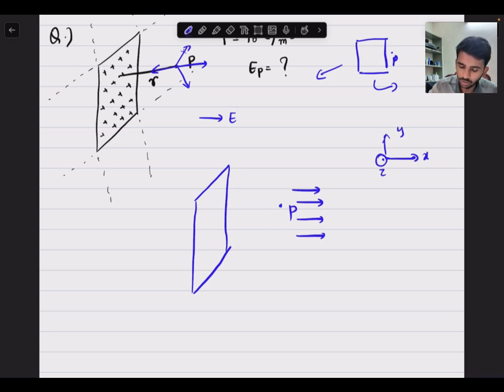This is point P, and we know that the electric field at point P, or generally at any point in the whole plane, is, let's say this is x, this is y, this is z, in the x direction. This is only possible because the charge sheet is infinitely large.